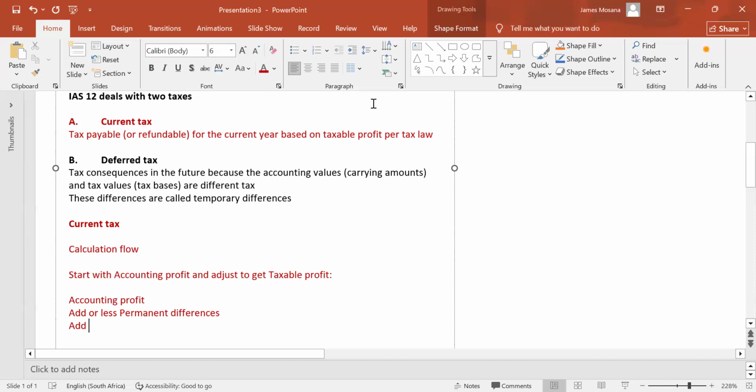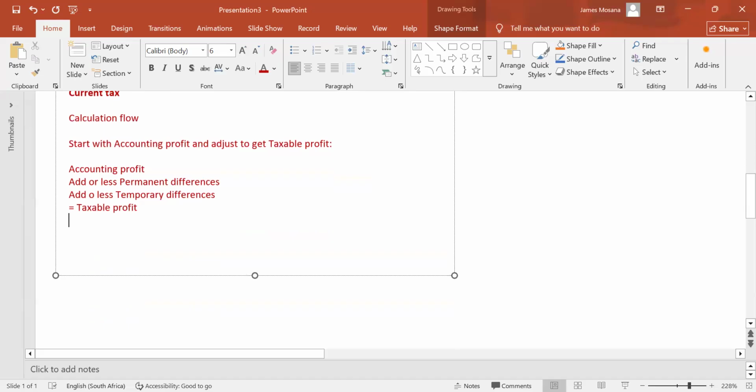And then you're going to add or subtract your temporary differences. Now, these are due to timing differences. So they will reverse in future. And all in all, you're going to get a taxable profit. And this will be the taxable profit in terms of the tax law. Now, you are then going to multiply the tax rate.